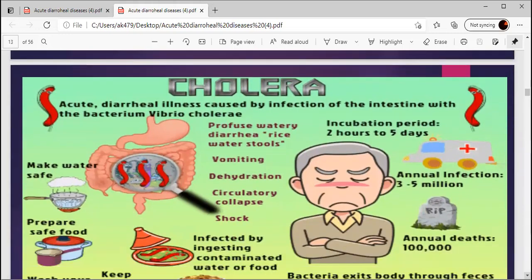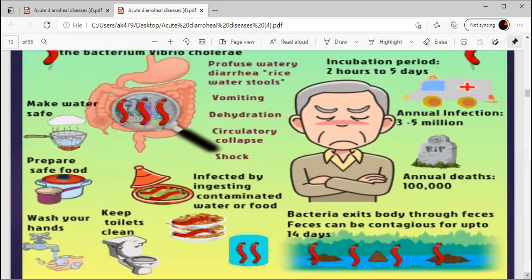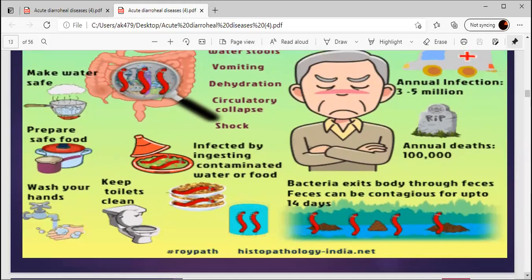Cholera. This shows the transmission and pathogenesis of cholera, an acute diarrheal illness that is caused by infection of the intestine with the bacterium Vibrio cholerae. Symptoms are profuse watery diarrhea, rice water stools, vomiting, dehydration, circulatory collapse, shock. Incubation period is about 2 hours to 5 days. Annual infection rate is about 3 to 5 million. The bacteria exit the body through feces. Feces can be contagious for up to 14 days.